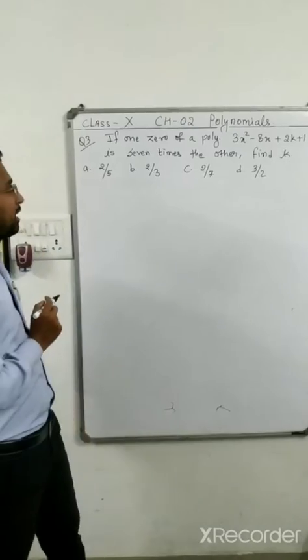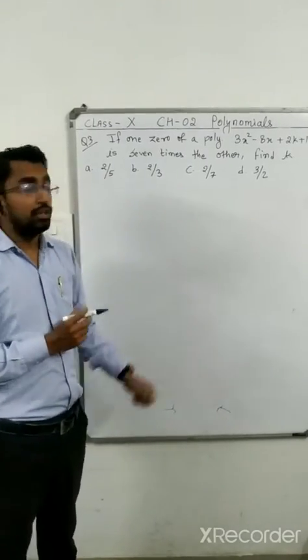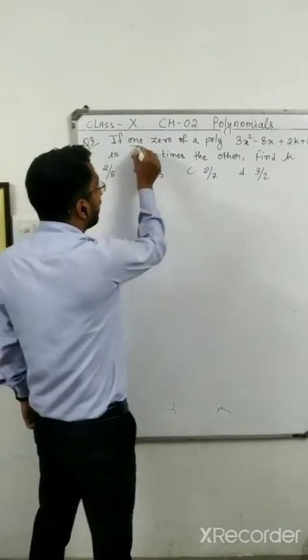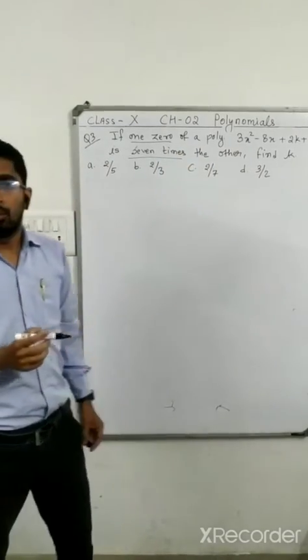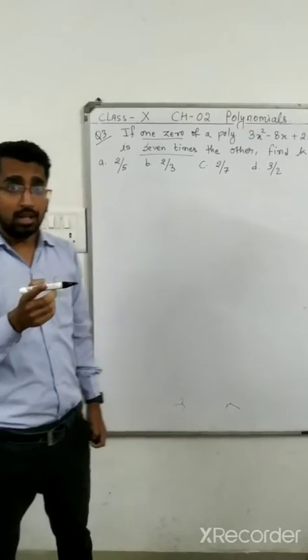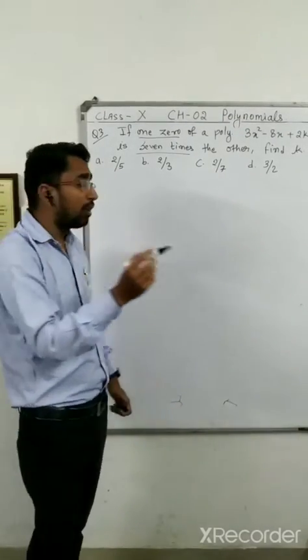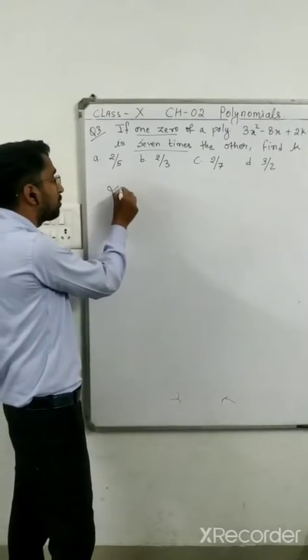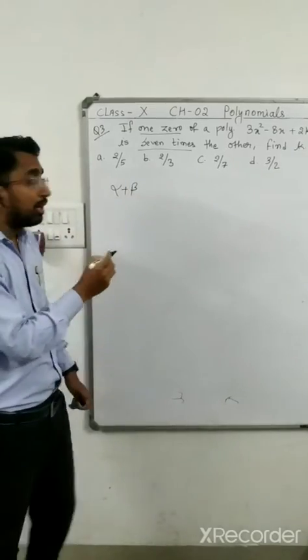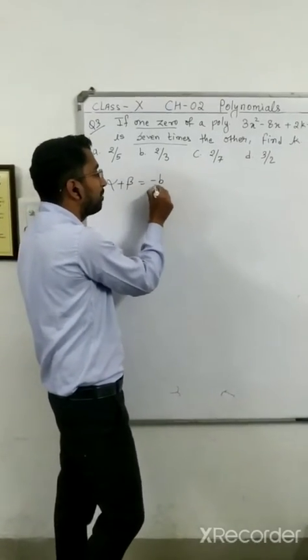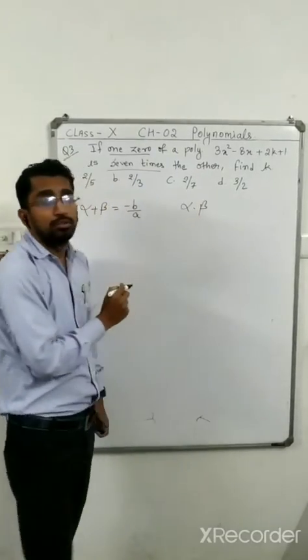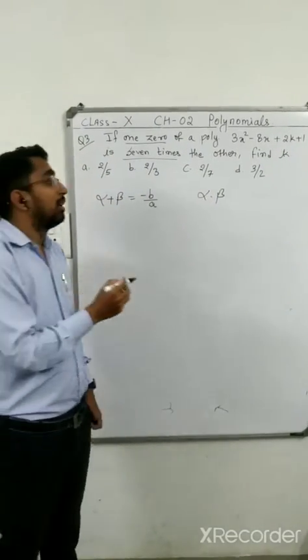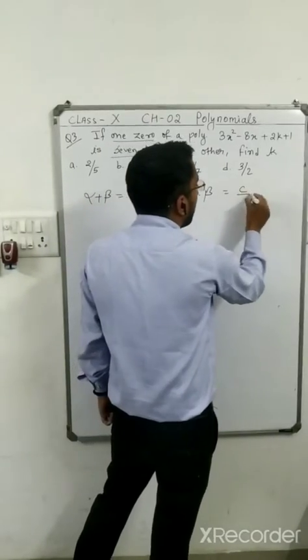It is our third question, one of the important questions, which says one zero of your polynomial is 7 times the other. One zero is 7 times the other. So first of all, I want to recall that we have a relation where the sum of zeros is written as minus b upon a, and also we have the product of zeros. So zeros are alpha and beta, which is equal to c upon a.